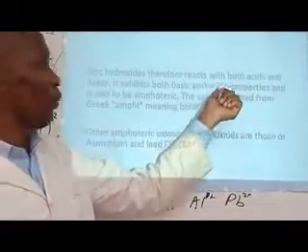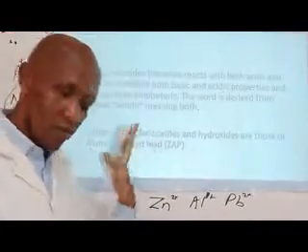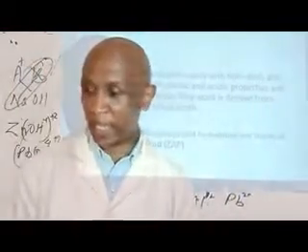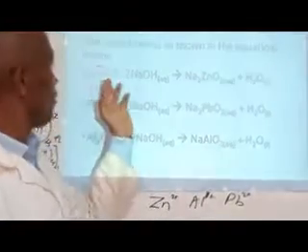So zinc reacts with both acid and bases. It has both acidic and basic character. It is said to be amphoteric, from the word amphi, which means both acidic and basic character. So other amphoteric oxides and hydroxides are zinc, aluminium, and lead. So these are the reactions that take place.